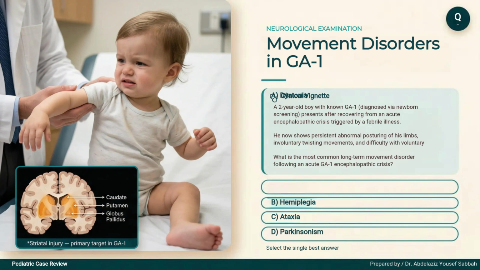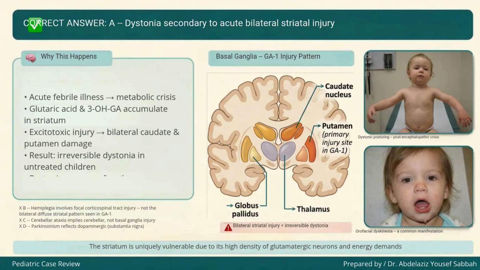Option A, dystonia. Option B, hemiplegia. Option C, ataxia. Option D, Parkinsonism. The correct answer is option A, dystonia secondary to acute bilateral striatal injury. During an acute febrile illness, the metabolic crisis causes glutaric acid and 3-hydroxyglutaric acid to accumulate in the striatum.